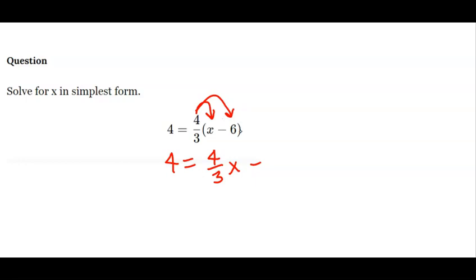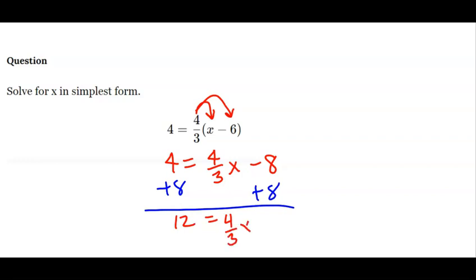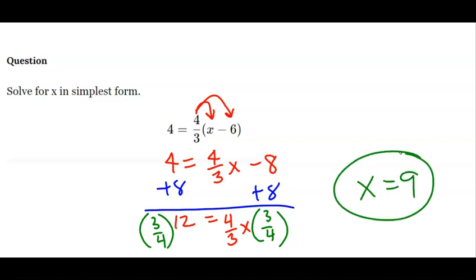4 times 6 is 24. 24 divided by 3 is 8. Clear my constant. And then multiply by the reciprocal. Use your calculator if necessary.